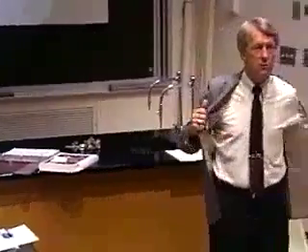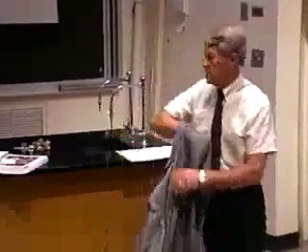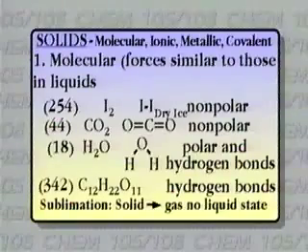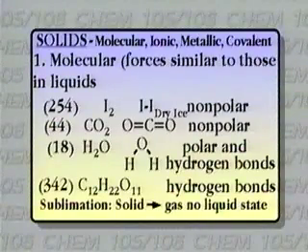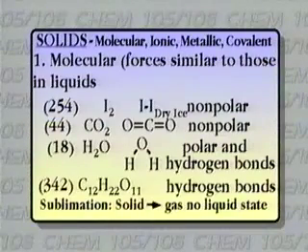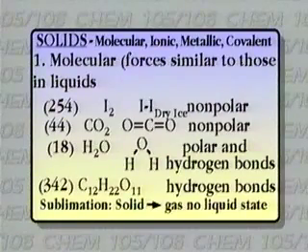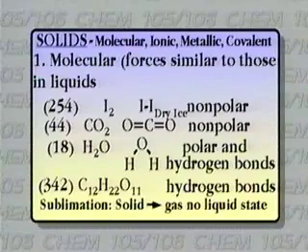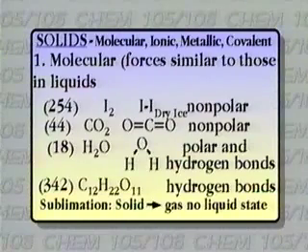The last part of the lecture: previously we began talking about solids, and mentioned that we're going to be looking at 4 different types of solids, which are molecular, ionic, metallic, and covalent. In the molecular solids, the forces are similar to those in liquids. In other words, the intermolecular forces are the same as in a liquid. So again, we have hydrogen bonding, dipole-dipole forces, and dispersion forces.